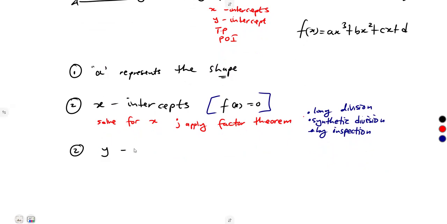You're going to need the y-intercept. The y-intercept is on a condition where x is equal to 0. So simply the value of y will be equal to d.